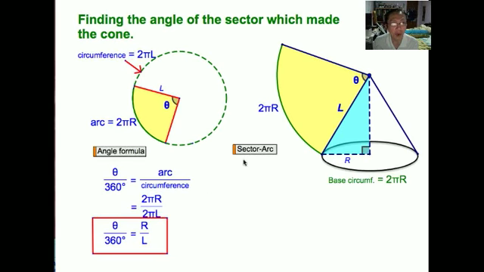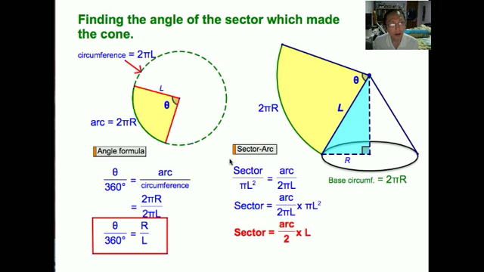There is another formula which relates the sector area to the arc. We use the relationship of the fraction, which is the sector out of the full circle equals the arc out of the full circumference. And simplifying this, the sector area can be found by taking the arc over 2 times the radius.